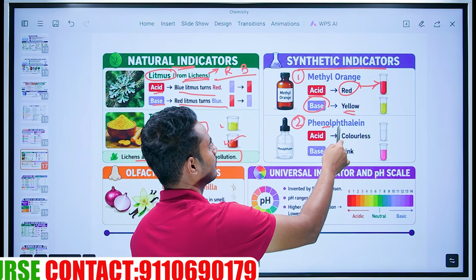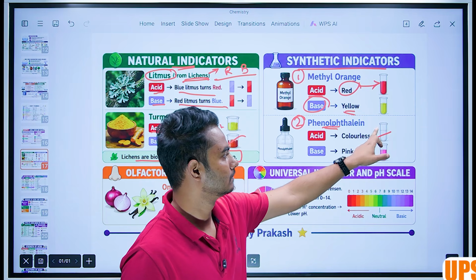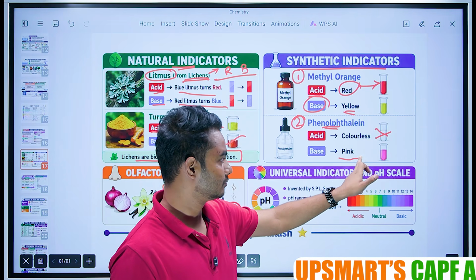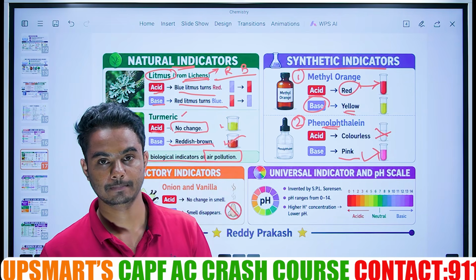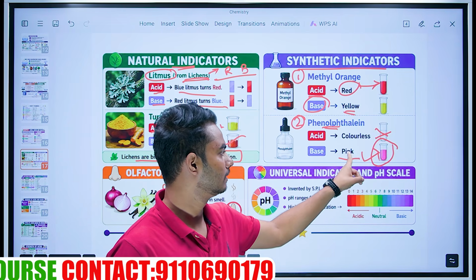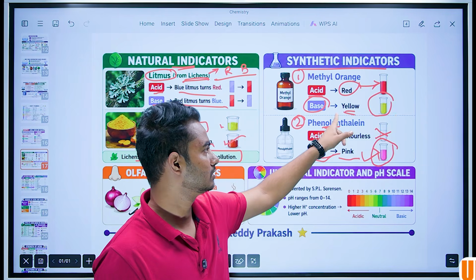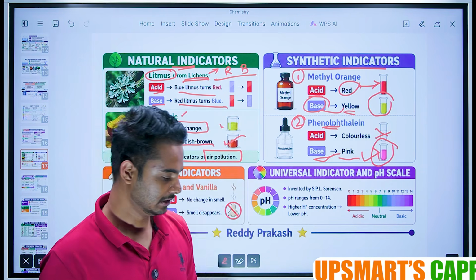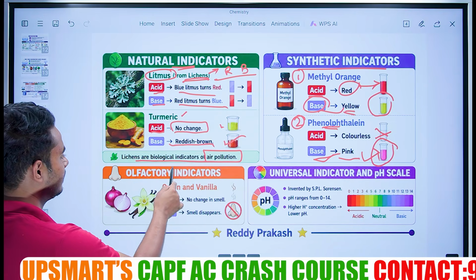Next is phenolphthalein. When acid is put, it will become colorless. When a base is put in phenolphthalein, it will become pink. Easy? So pink color in phenolphthalein means base. Yellow color in methyl orange means base. Easy? Next. So then what is an olfactory indicator, sir?